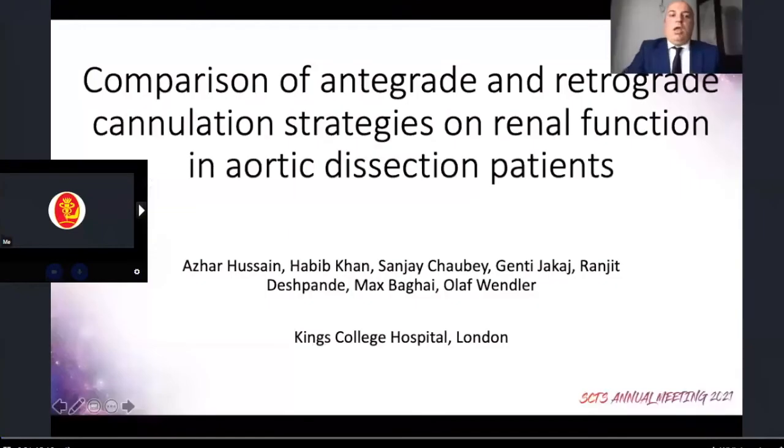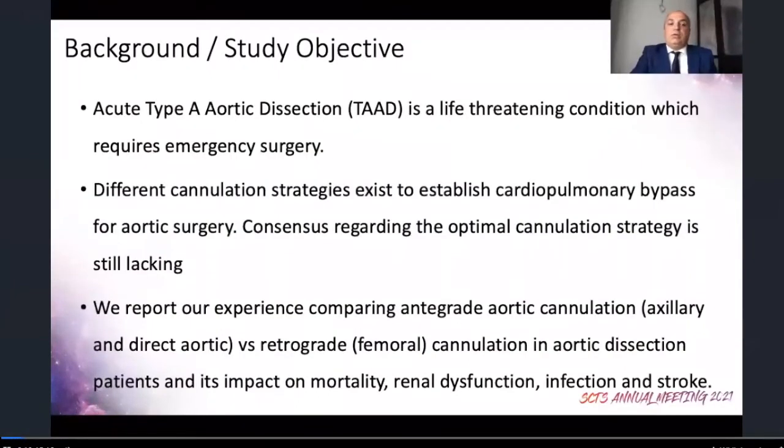And this is going to be a comparison of antegrade and retrograde cannulation strategies on renal function in aortic dissection patients. Acute type A aortic dissection is a life-threatening condition requiring emergency surgery. Different cannulation strategies exist to establish cardiopulmonary bypass for aortic surgery. Consensus regarding the optimal cannulation strategy is still lacking. We report our experience comparing antegrade aortic cannulation versus retrograde cannulation in aortic dissection patients and its impact on mortality, renal dysfunction, infection, and stroke.